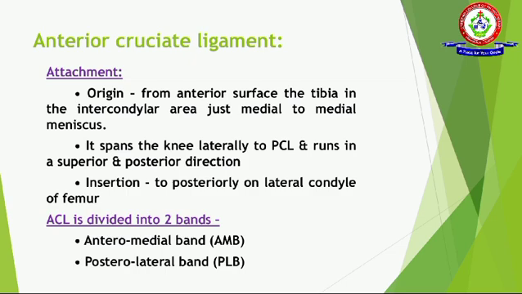First, anterior cruciate ligament. Attachment. It gets originated from anterior surface of tibia in the intercondylar area just medial to medial meniscus and get inserted posteriorly on lateral condyle of femur. ACL is divided into two bands, anterior medial band and posterior lateral band.